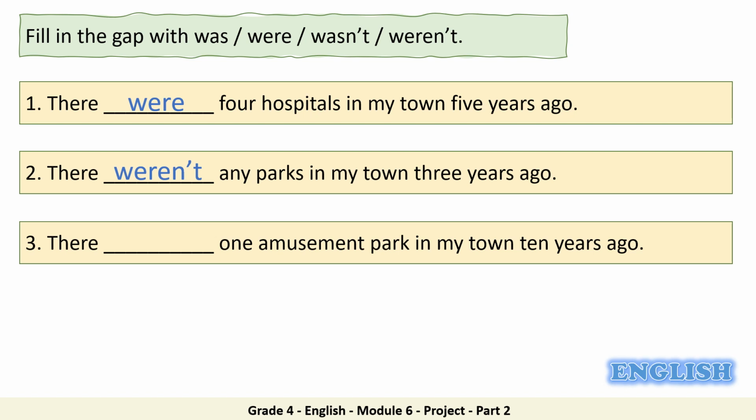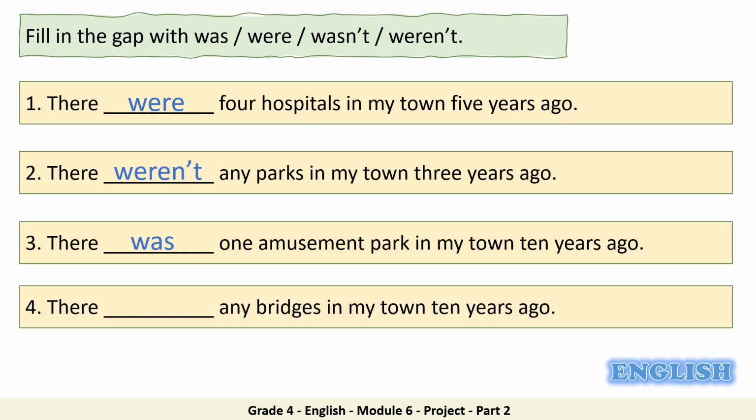Sentence number 3. There, space, one amusement park in my town 10 years ago. We have only one amusement park, so there was one amusement park in my town 10 years ago. Sentence number 4. There, space, any bridges in my town 10 years ago. We have any and we have bridges, more than one bridge. So the answer would be, there weren't any bridges in my town 10 years ago.